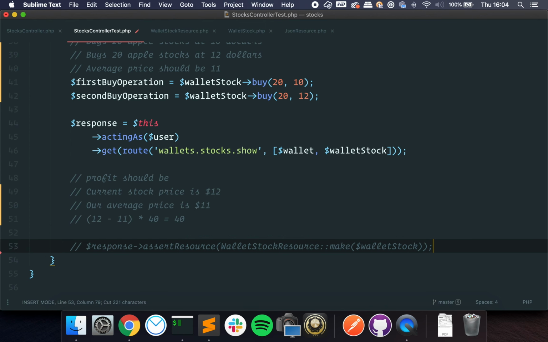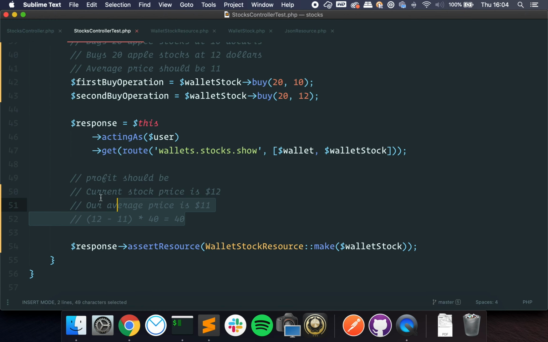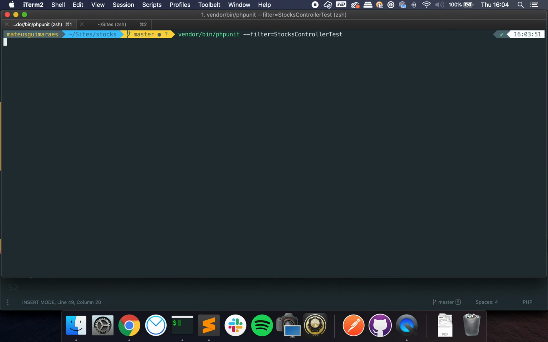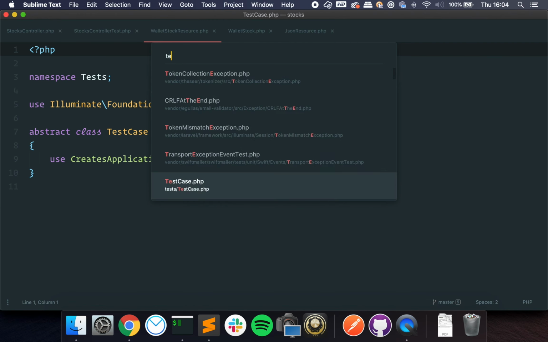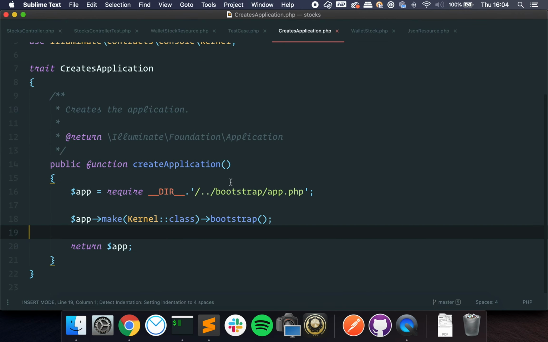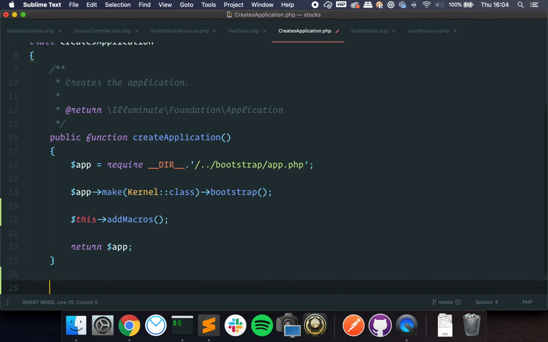So let's get rid of this and instead let's use this. We already have a test for the wallet resource, so we know it works properly as it should. And now instead of doing anything, we can just assert that we get the proper response. So let's run this. Okay, assert resource does not exist. What we can do is, if we go to test case, we can add a macro to the test response class. So if we go to create application, before we finish creating, we can add macros, something like this.